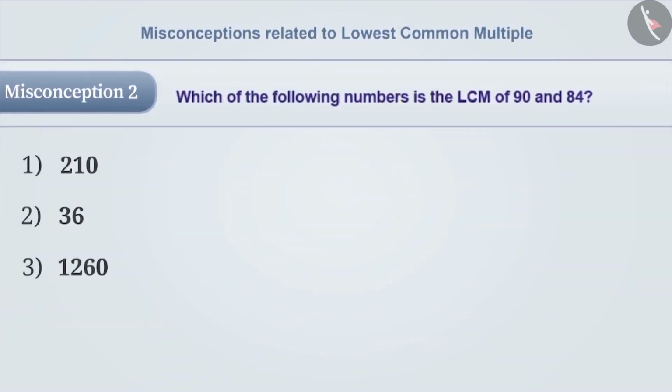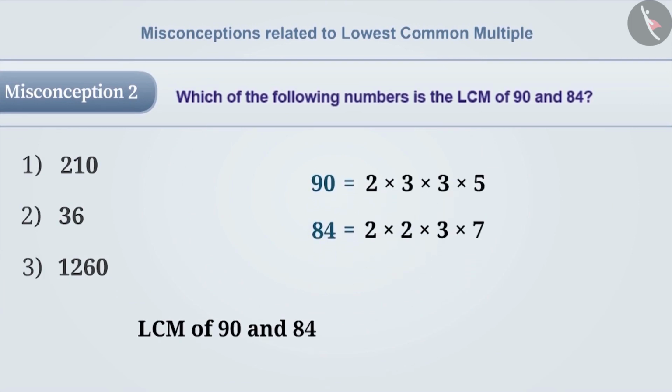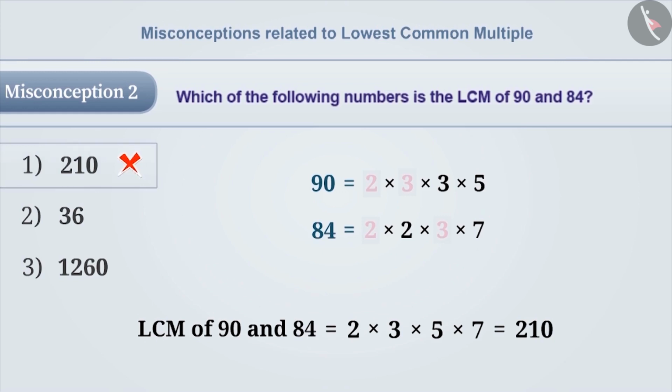Misconception 2. Which of the following numbers is the LCM of 90 and 84? In order to find the LCM of 90 and 84, many times their prime factors are written correctly, but by mistake, wrong factors are chosen. Since 2 and 3 are common factors for both numbers, those factors are excluded and all other factors are chosen for finding the product. By doing this, option 1 is chosen, which is incorrect.